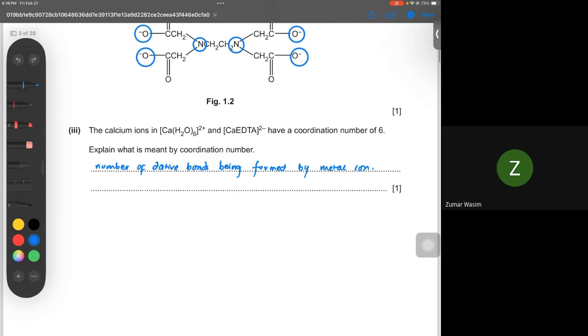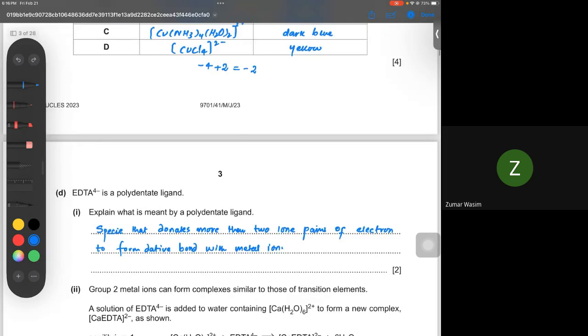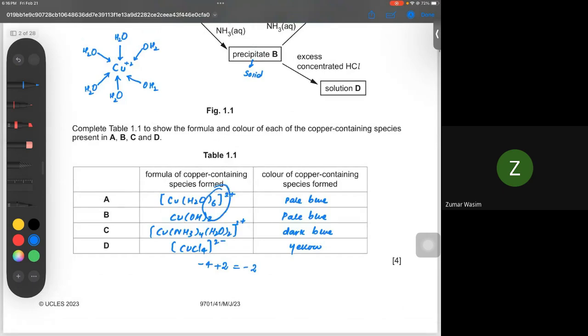What is meant by coordination number? It's very easy. If you remember, in this complex, you can see 6. What does it mean? 6 water molecules are going to make 6 dative bonds with the copper metal. So this 6 is the coordination number.